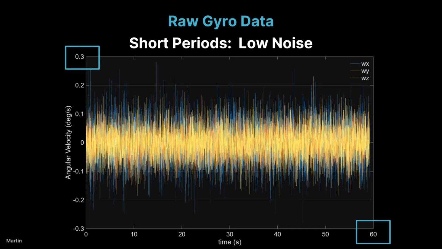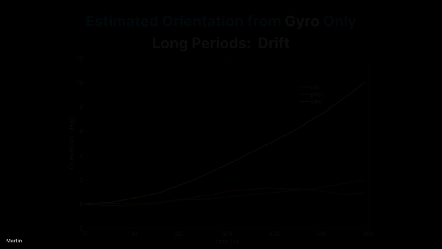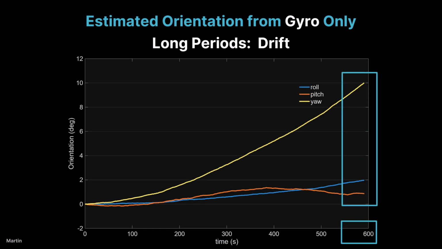This figure shows that over a short period, for example 60 seconds, the gyroscope exhibits low noise, making it reliable for short-term motion tracking. However, over longer durations, for example 600 seconds, even small biases can accumulate, leading to significant drift, highlighting the need for sensor fusion.